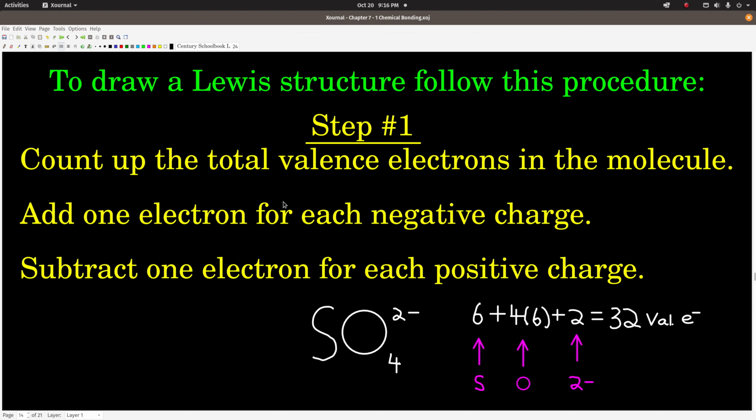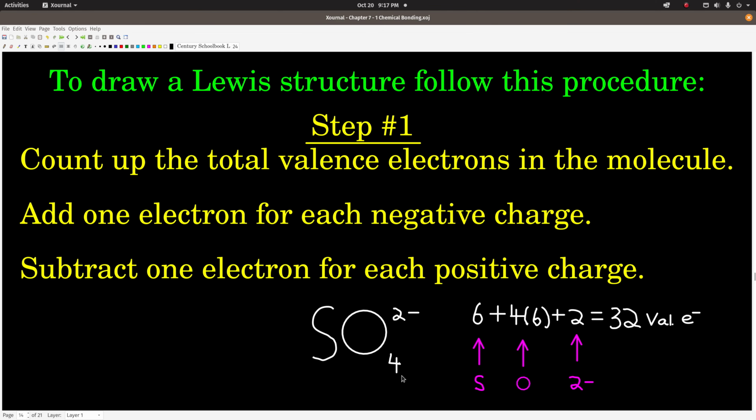You can look at the periodic table, and on my periodic table, the red numbers with A's after them tell you. But count up all the valence electrons, and if there's a negative charge on that molecule, for every negative charge, add 1 electron. If there's a positive charge, for every positive charge, subtract an electron. So we're going to use the sulfate polyatomic ion as our example as we go through this procedure.